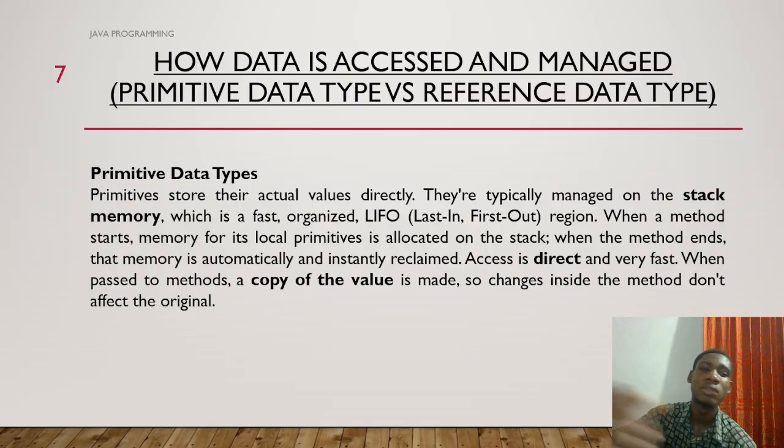So with the primitive data types, the data is stored in the stack memory. For example, if you have int a equals 5, the 5 is going to be stored on the stack. Unlike the reference, where the address will be stored on the stack, and then the values or the data will be stored in the heap.